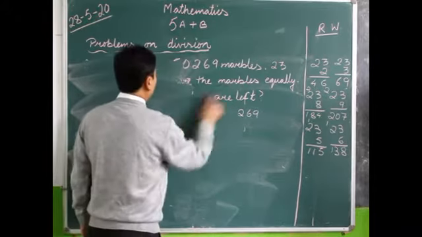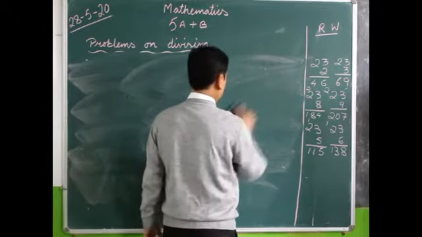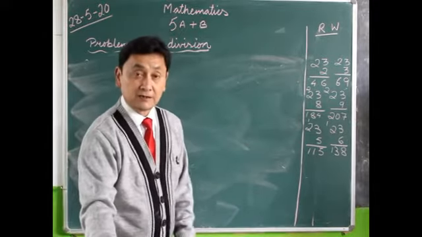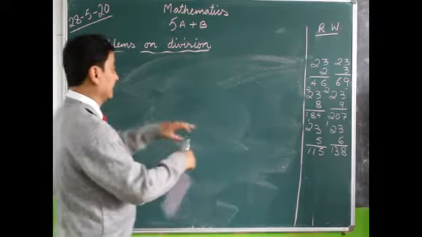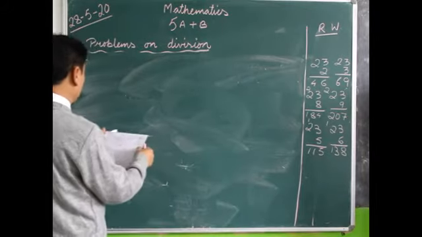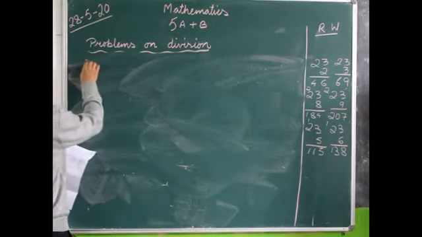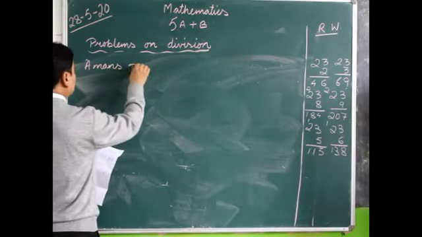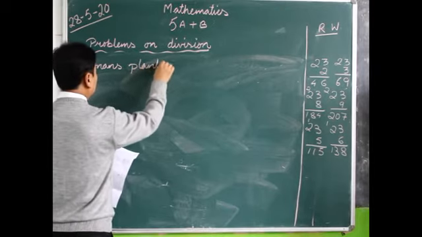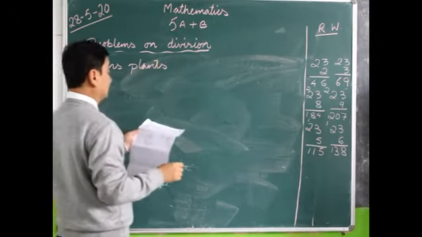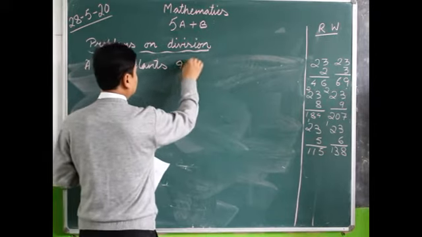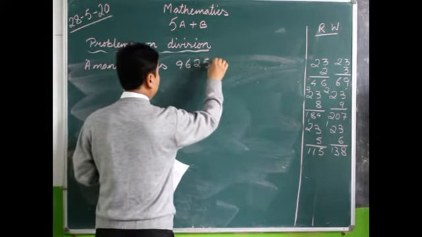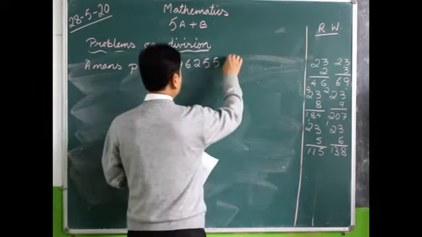Now in class I do a lot of sums. Yes or no? Yes. So the more I do, the better you will understand. Let's do the third one. A man plants 9,625 trees. Wow.